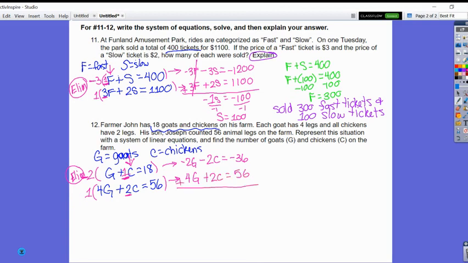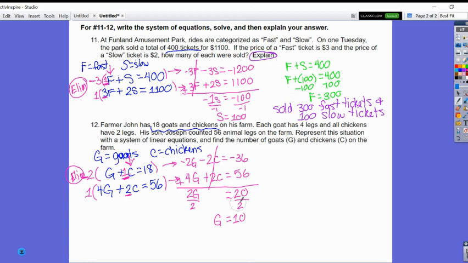Now it's time to add. Negative 2G plus 4G gives us 2G. Negative 2C plus 2C is going to cancel out. And on the other side of the equals, negative 36 plus 56 gives us 20. We're ready to solve for G. Divide by that 2 coefficient on each one, so G must be equal to 10.